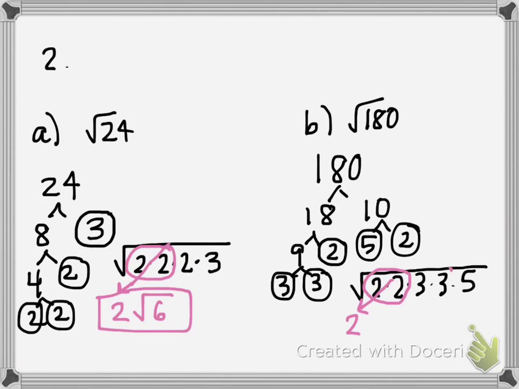We have another pair, 3's, circle it, cross it out, bring the number of the pair to the outside. And if you already have a number outside, you're going to multiply any extra numbers that you bring out. So we're actually multiplying the 2 and the 3 together, and what's left inside is a 5. So 2 times 3 is 6, so 6 root 5 is the simplified form of square root of 180.